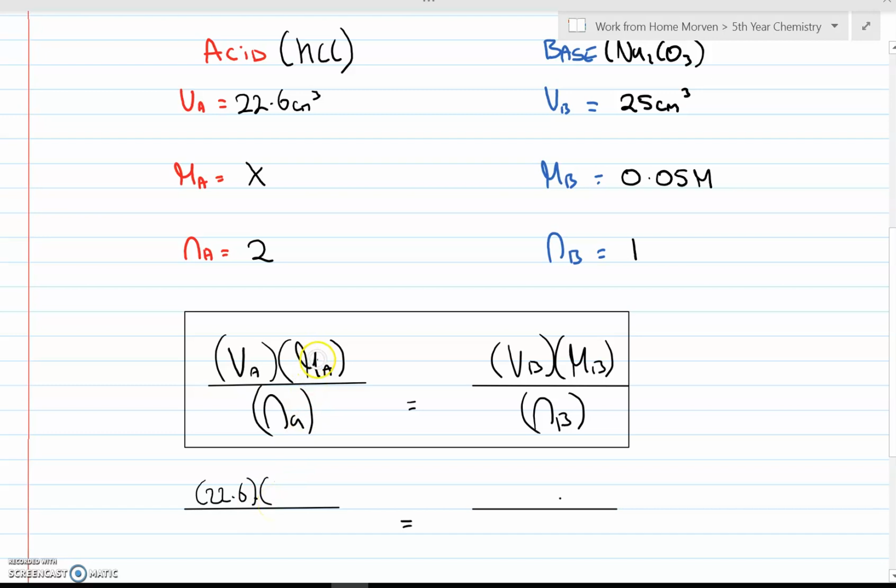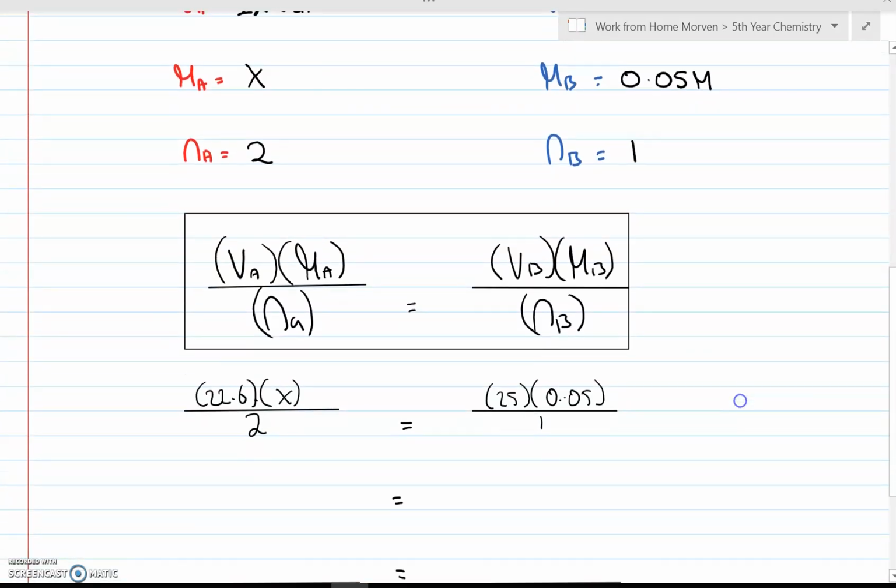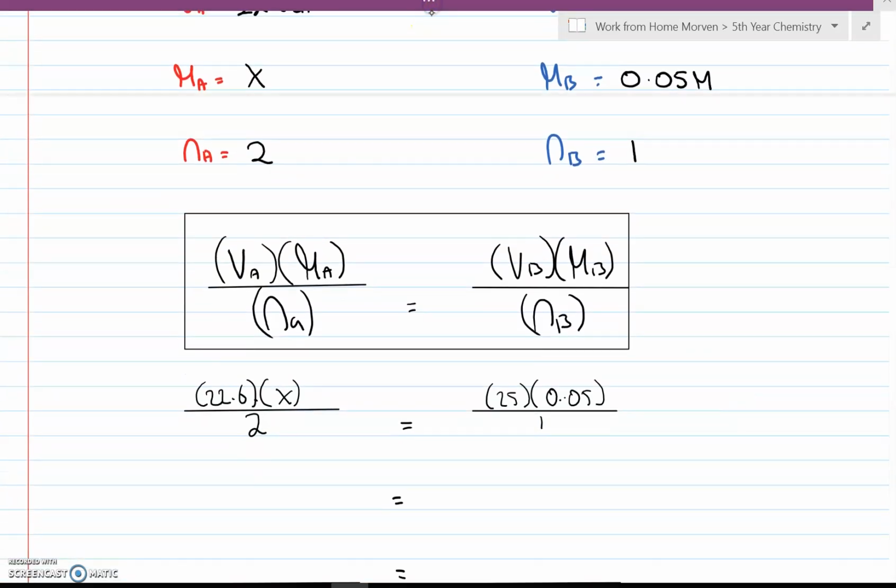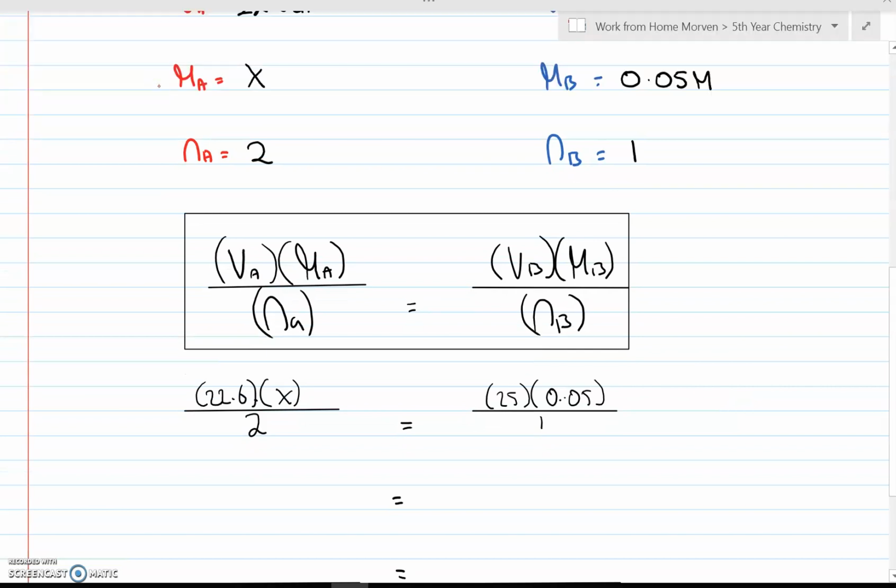The concentration, or the strength, the molarity of the acid is X, and the number of moles is 2. Same for the base: the volume of the base is 25, the molarity is 0.05, and the number of moles is 1. At this point, we're trying to isolate this X. The whole thing is to get this X on its own.